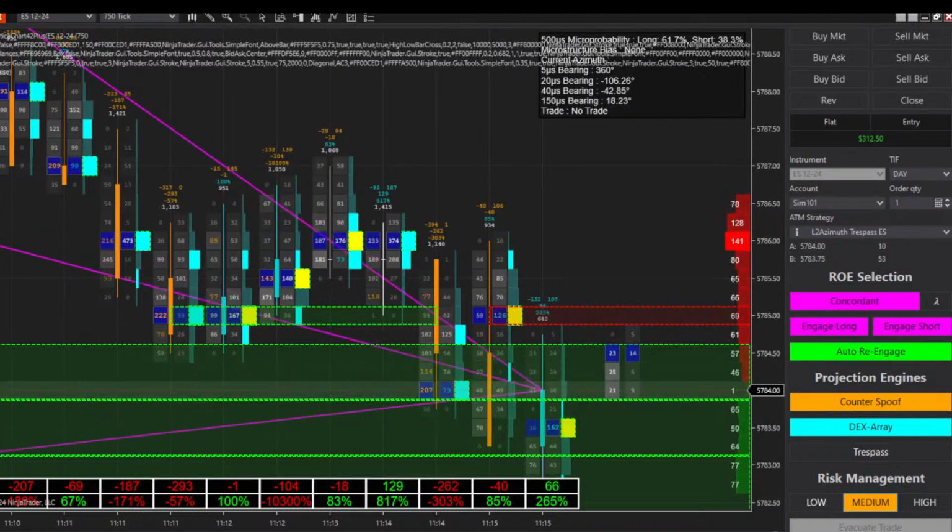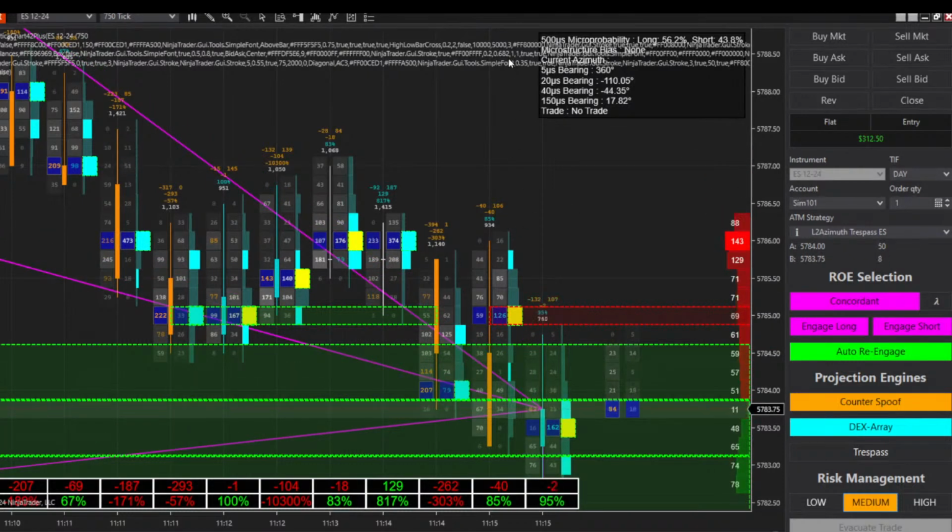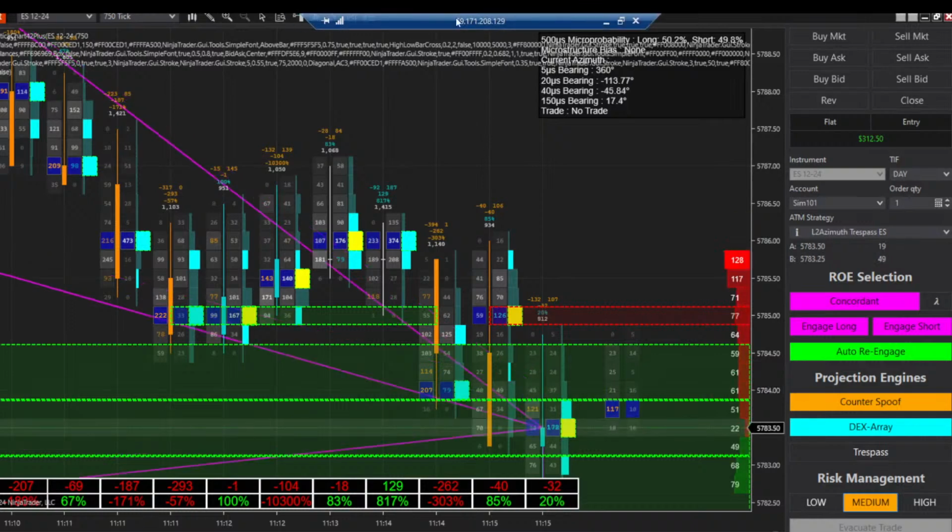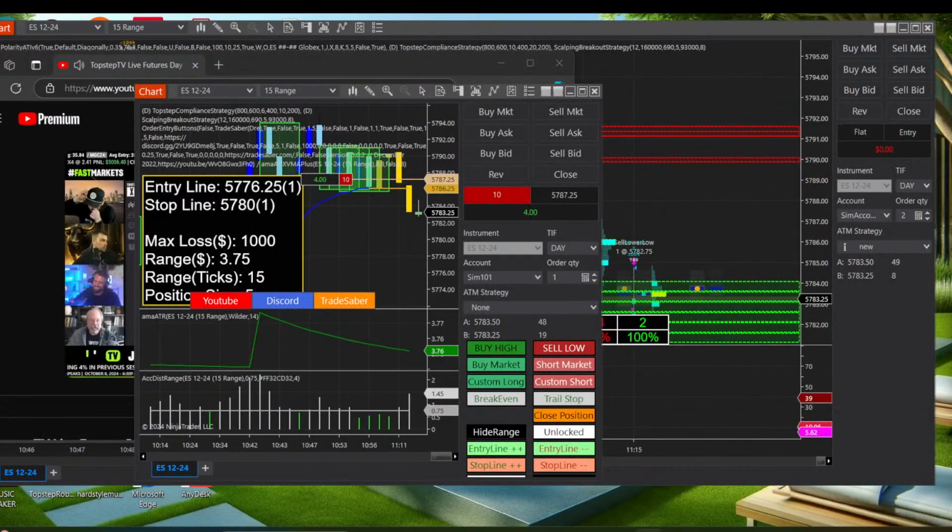Only FCMs, and they need net capital of $1 million to become an FCM. Only they can hold customer funds.